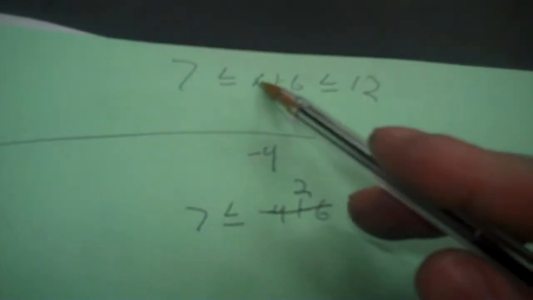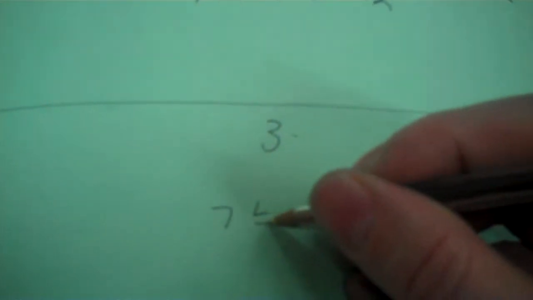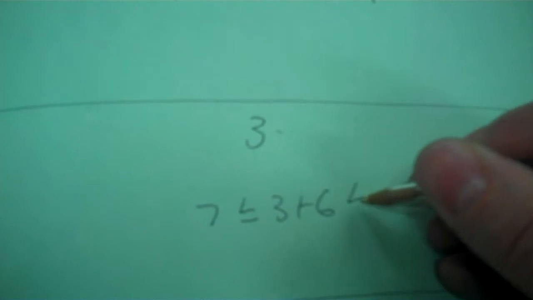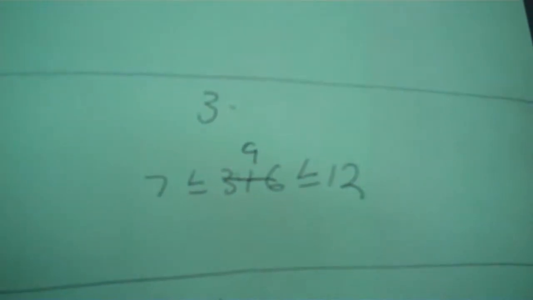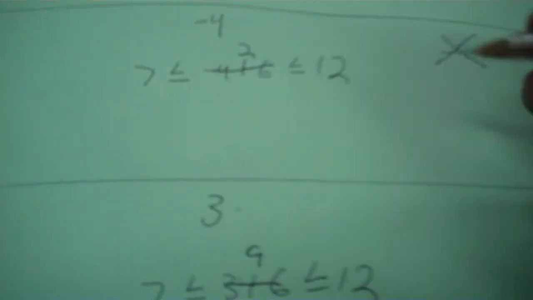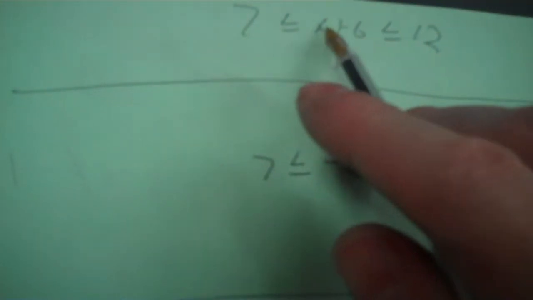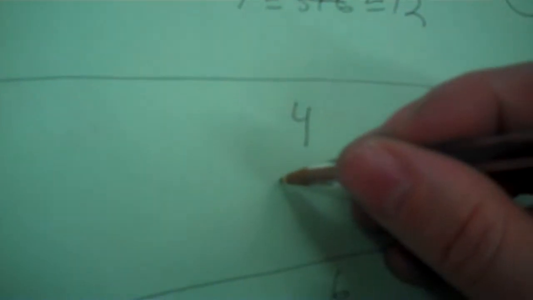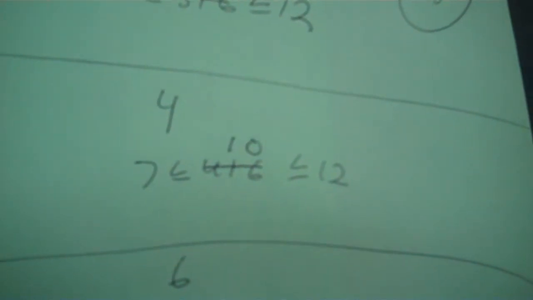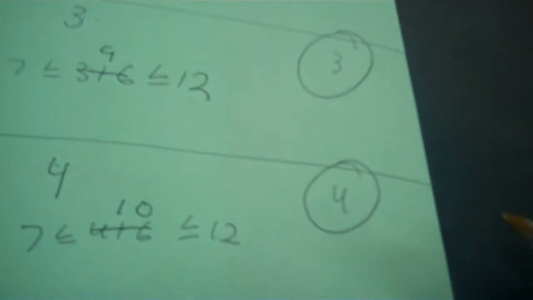Now I'm going to put 3 in for x. 3 plus 6 would be 9. Is 9 between 7 and 12? Yes. 3 is a solution. Now I put 4 in for x. 4 plus 6 is 10. Is 10 between 7 and 12? Yes, it is. Yes, 4 is a solution.